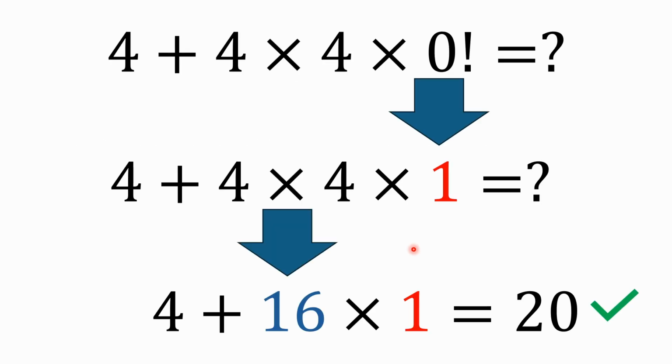So again, 0 factorial is equal to 1. And then we move down to the multiplication. Well, 4 times 4 is 16. 4 plus 16 times 1 is equal to 20. And why is that? Because when we get down to this point, you multiply the 16 times 1 before you add the 4. Multiplication has precedence over addition.